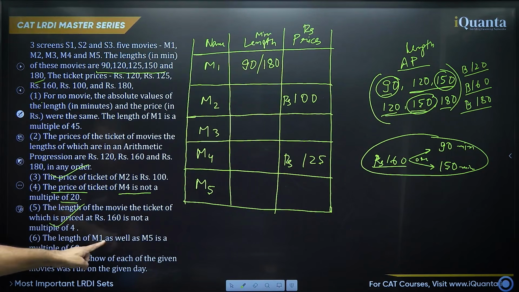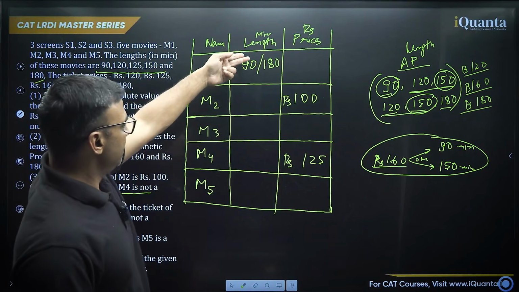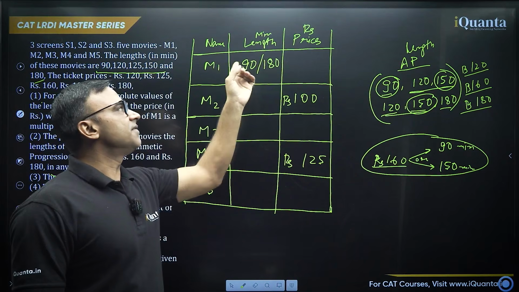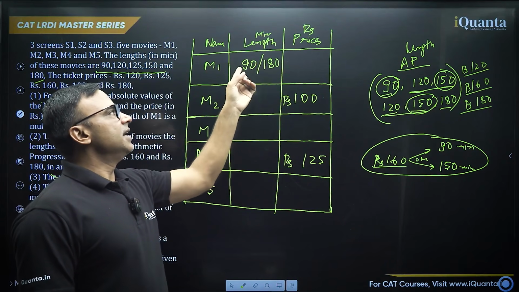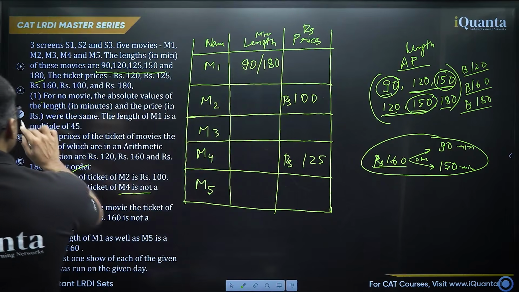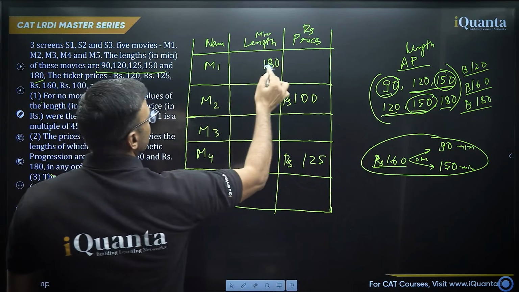The length of M1 as well as M5 is a multiple of 60. So M1 and M5 is a multiple of 60. M1 could be only, see, this is the advantage of writing the information in advance. 90 or 180, multiple of 60 is not 90, it is 180. So it has to be 180 only. Nice.